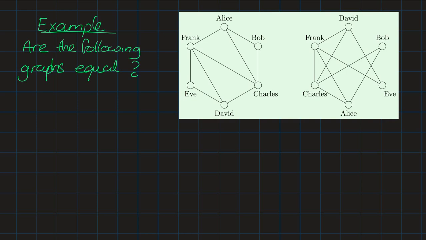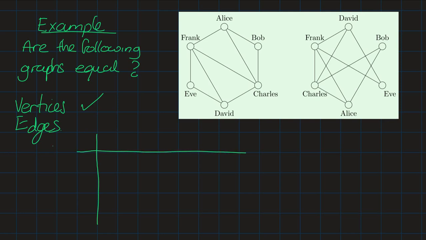So to test whether these two graphs are equal, I need to test whether they have the same vertex set. Do they have the same vertices? Well, there's Alice, Bob, Charles, David, Eve. Alice, Bob, Charles, David, Eve, Frank. Oh, Frank was in the first one as well. I just forgot to say Frank. So they have the same vertices. And now I want to test, do they have the same edges? One methodical way of doing this is to draw a table.